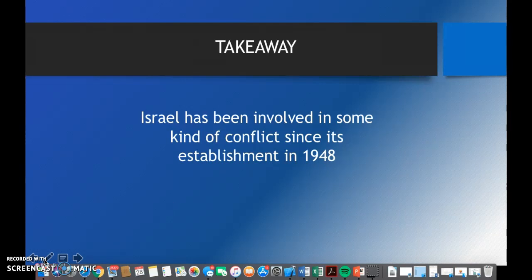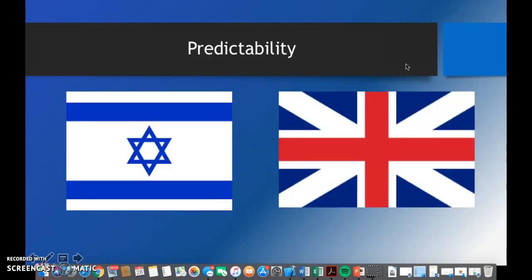In regards to predictability, Israel is most like Britain or Great Britain. This is mainly due to the fact that Great Britain, from the beginning, endorsed Israel's claim to their land, and so they're obviously going to contain a lot of Britain influence in their government structure. This concludes my presentation for Israel.